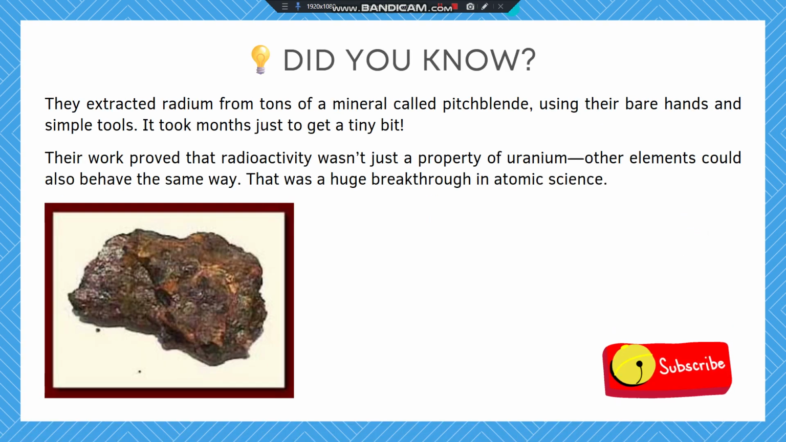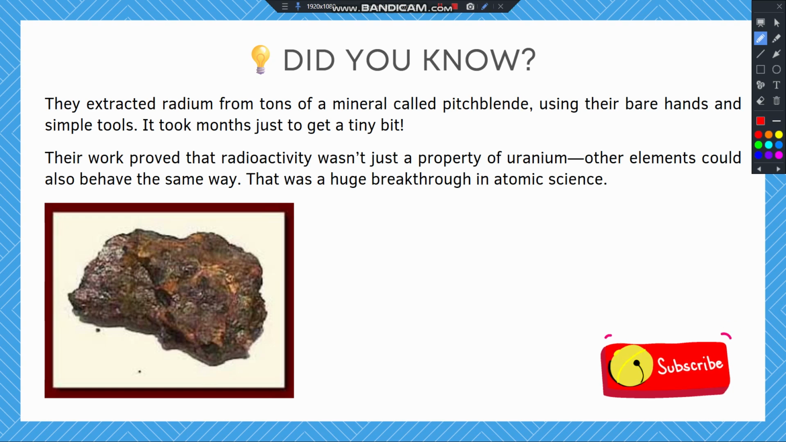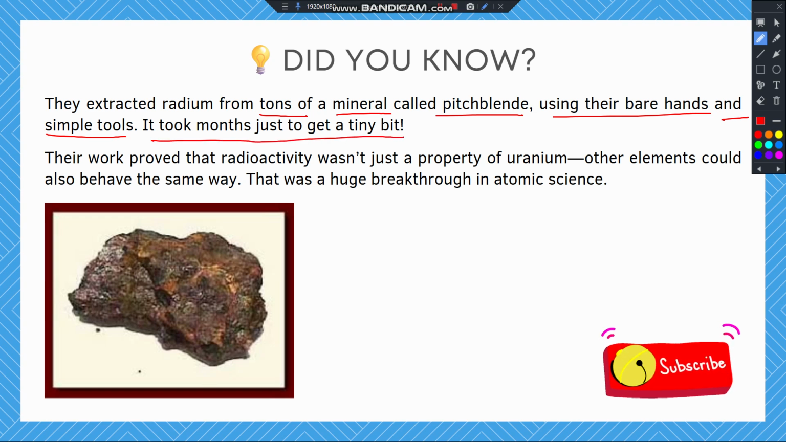Now, here's an amazing fact. Did you know that in those days they extracted radium from tons and tons of a mineral called pitchblende, and they were using their bare hands? Because in those days they were not as informed as we presently are in today's world, and they were using their bare hands and simple tools that they had access to. It took months just to get a tiny bit. So you can imagine how much hard work was invested to get just a tiny bit of the radium element.